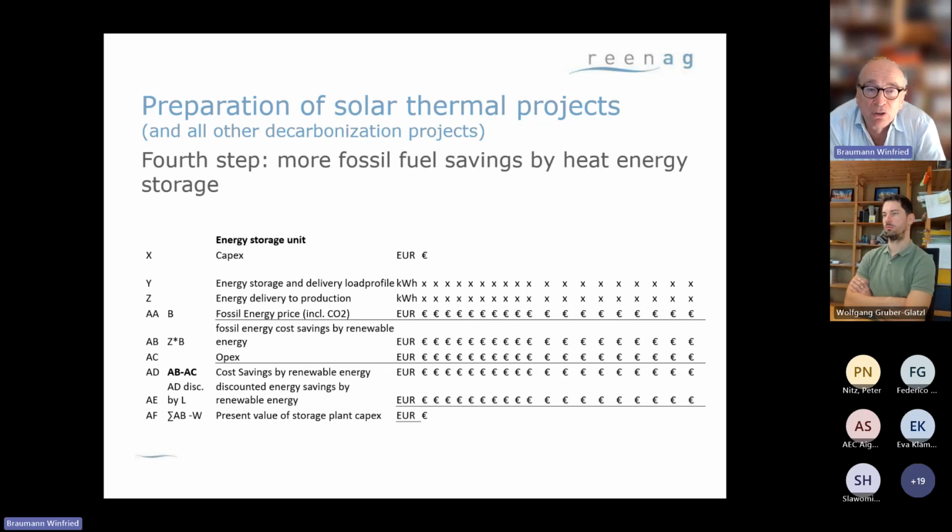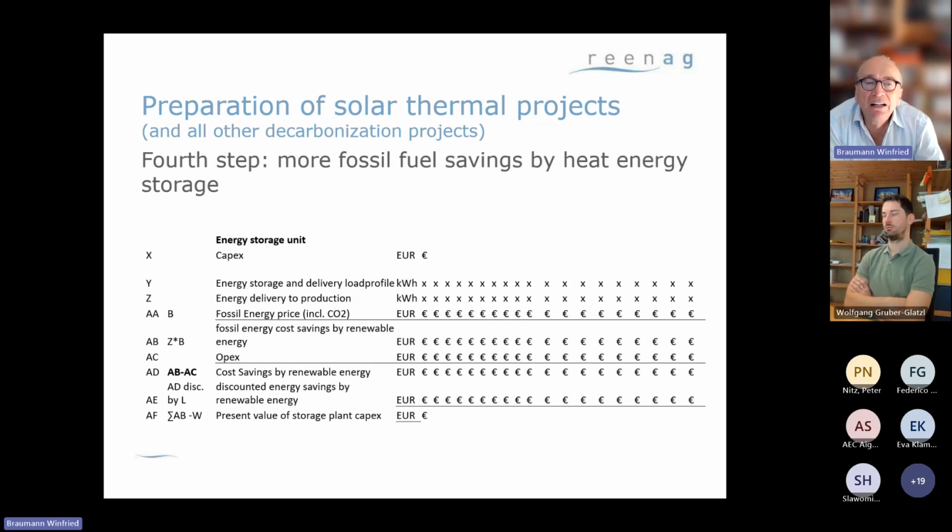In the cash flow calculation for the solar power plant, the absorption of excess heat by the heat storage is not considered, because this does not directly result in energy savings from fossil energy.